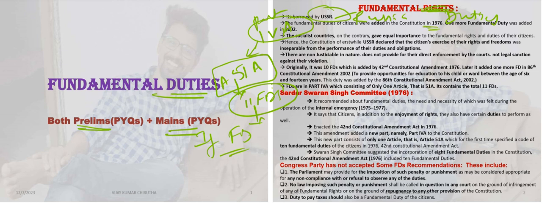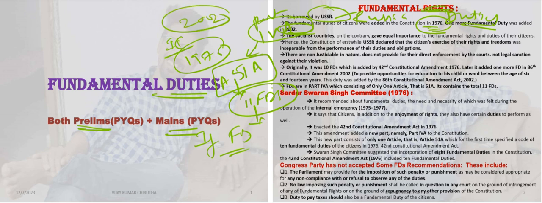Fundamental duties were added in 1976. Originally, fundamental duties were not there in the Indian Constitution. And one more fundamental duty was added in 2002. So there are two amendments: one in 1976 added 10 fundamental duties, and in 2002 only one fundamental duty was added. In total, there are 11 fundamental duties currently.